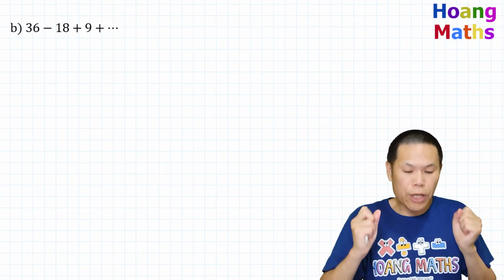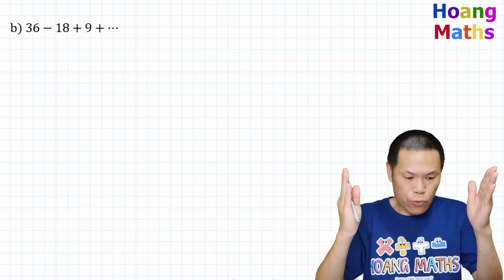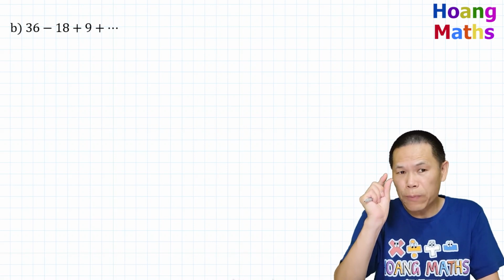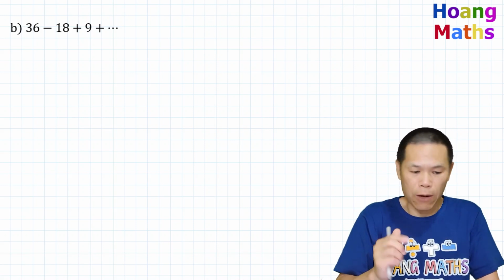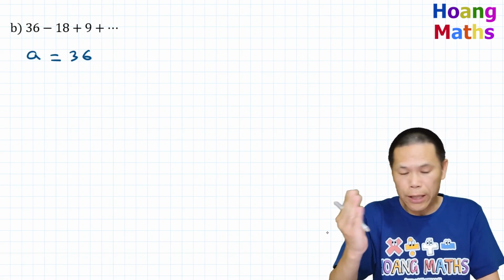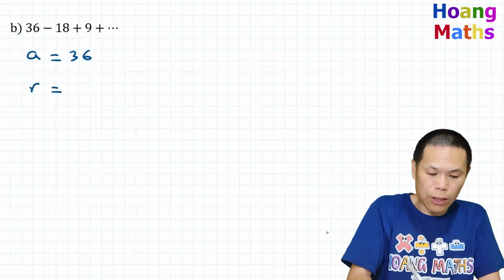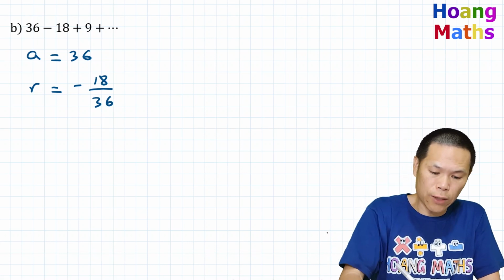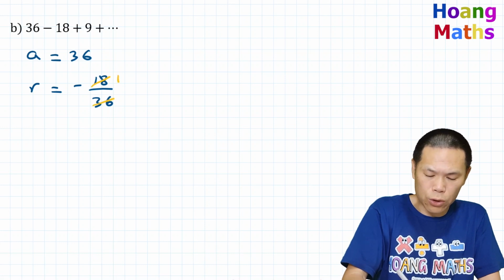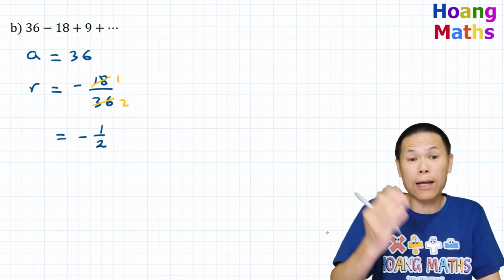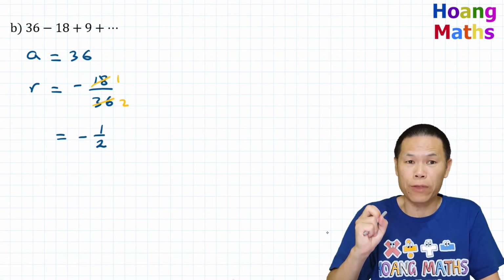Second one. So we need to find the limiting sum for this. We know that the series is approaching 0, if you like, because R must be between -1 and 1. So let's just work it out. We know that A is 36. And to find the common ratio, R is equal to -18 over 36. I just use term 2 over term 1. And we know that 18 over 36 is 1 over 2, so that means R equals -1/2. Of course, you can just put it on your calculator and you should get -1/2, or -0.5 if you like.